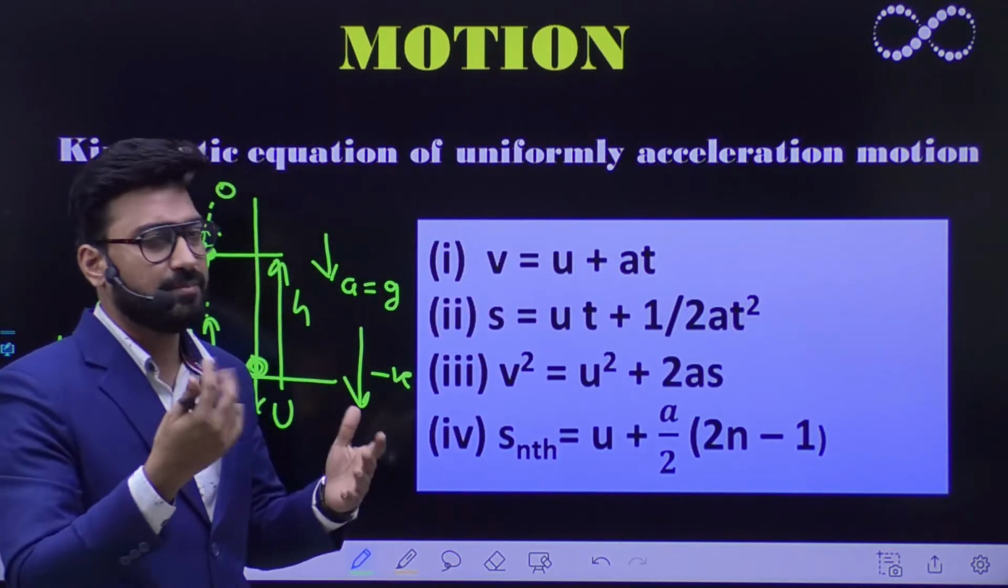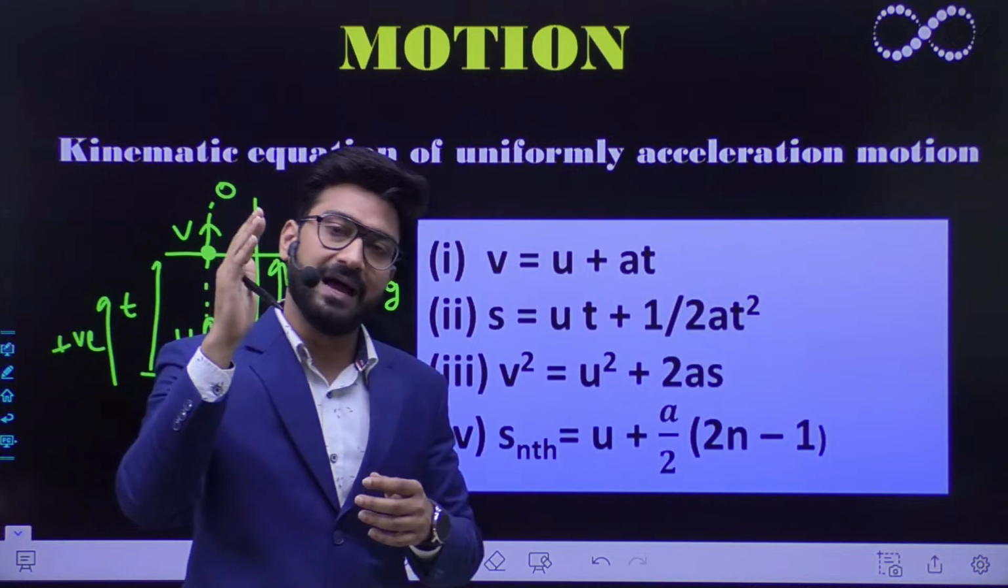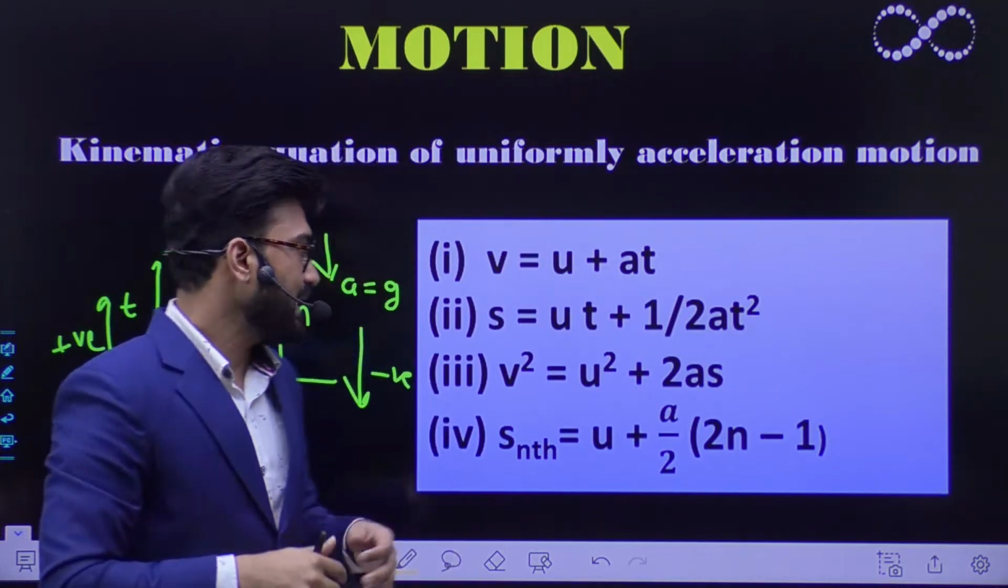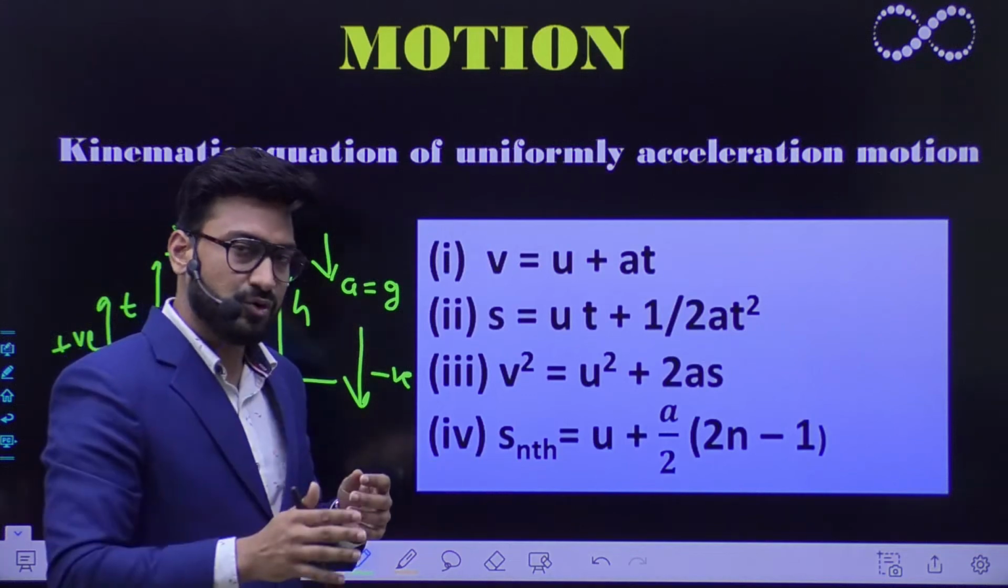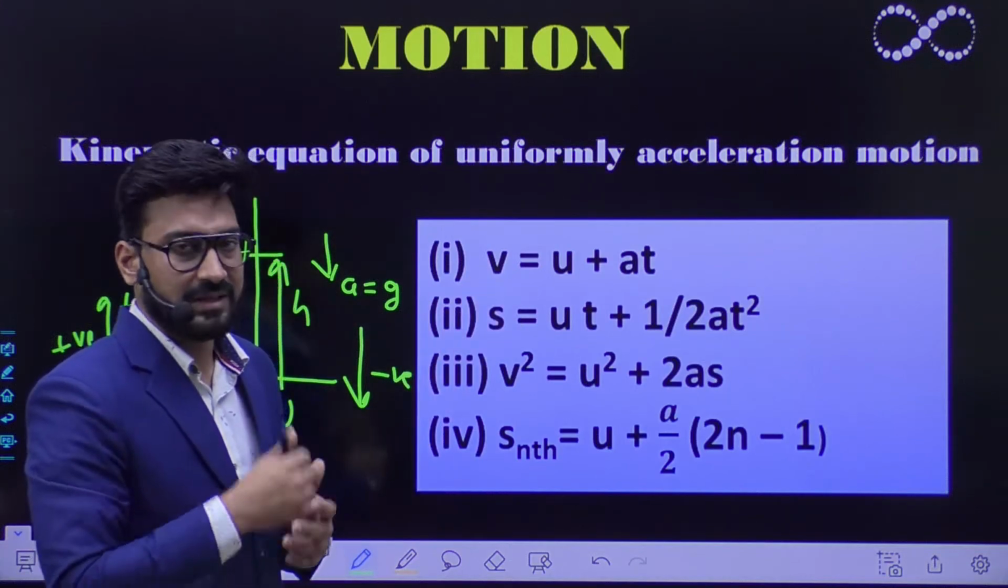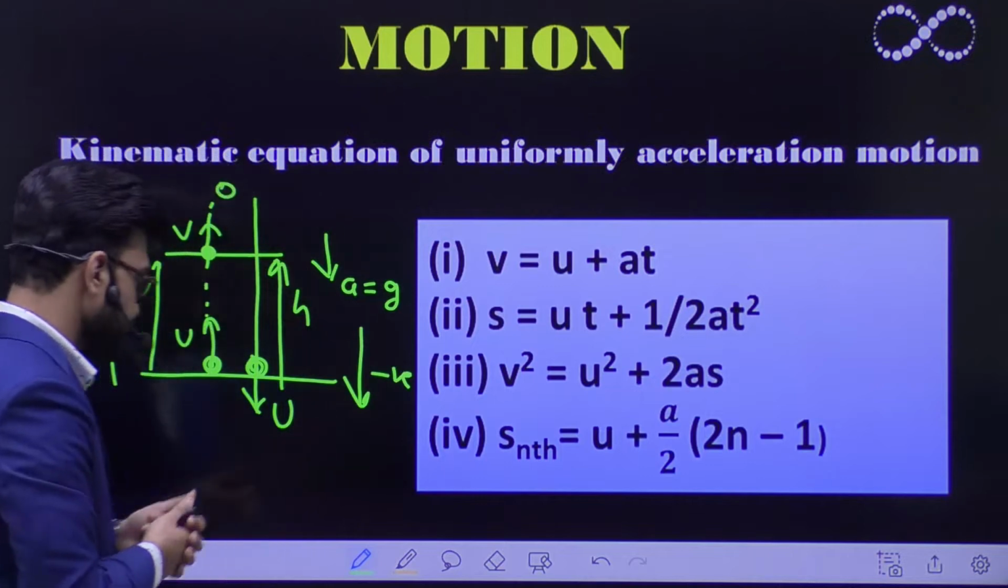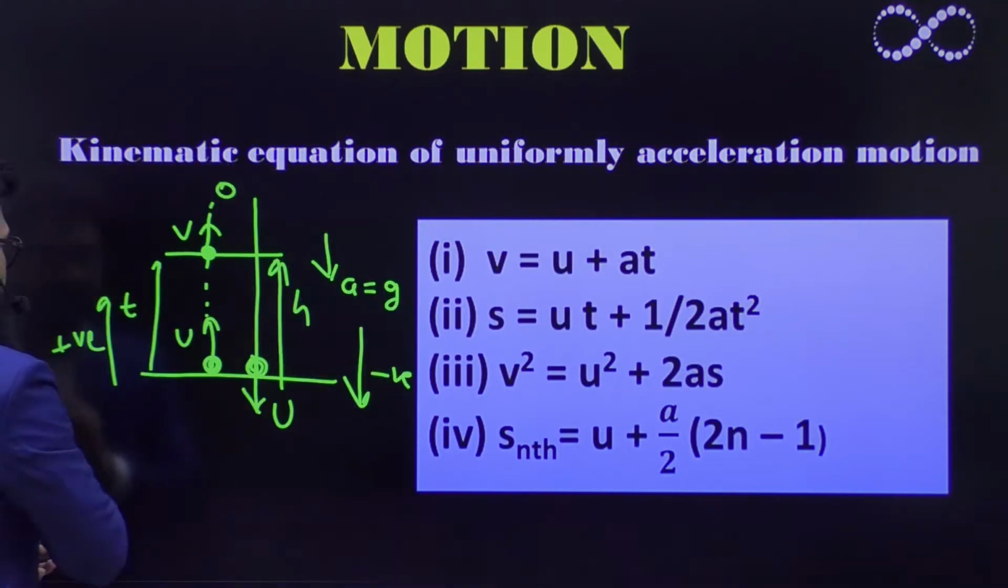Or you can simply use the equation. While moving up, acceleration due to gravity is negative. While coming down, it is accelerated motion. In this particular case, for the downward motion, you can take g as positive. That you can also do. Okay, so we'll be moving to the next formula.